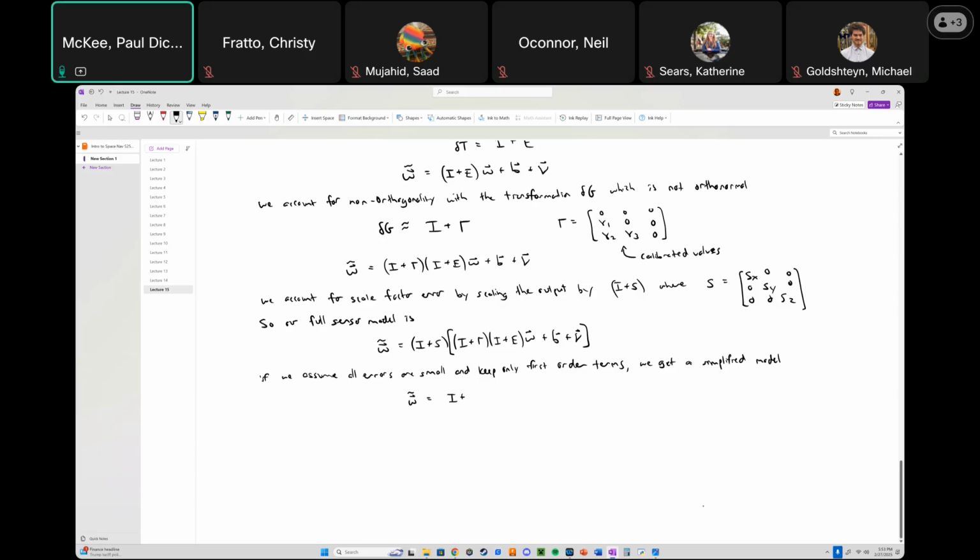I plus S plus gamma plus E, the truth, plus bias, plus noise. Where the error terms, see, how many things have we introduced here? Well, there's SX, SY, SZ. There's gamma 1, gamma 2, gamma 3. And then there is delta phi, which is itself a 3x1. So that's going to be 9 terms total in our error model, are calibrated before flight.